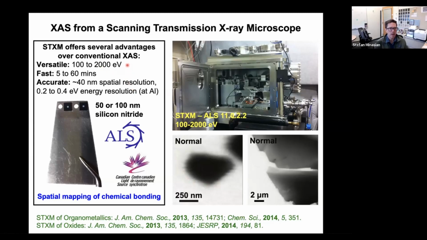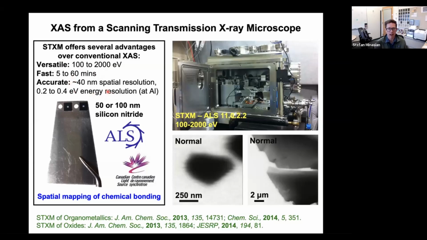We have a pretty broad energy range. I don't know that we've gotten down to 100 eV recently. Probably 200 is more realistic, but it normally includes down to around the boron K-edge up to the silicon K-edge. We can obtain spectra sometimes as fast as just a few minutes for a coarse spectrum, and occasionally we might take something as long as an hour if we need more detailed data.